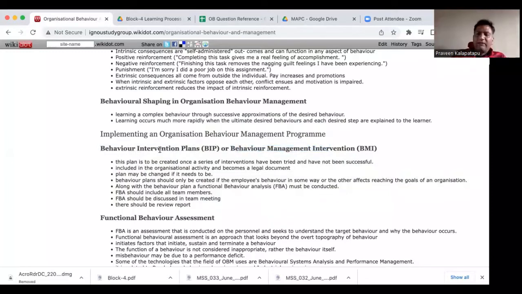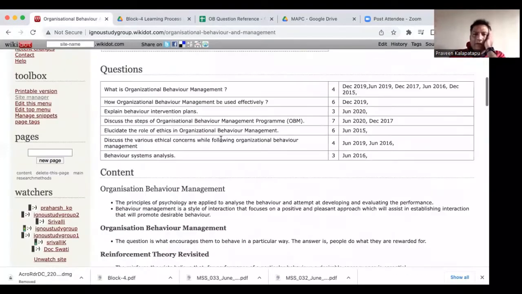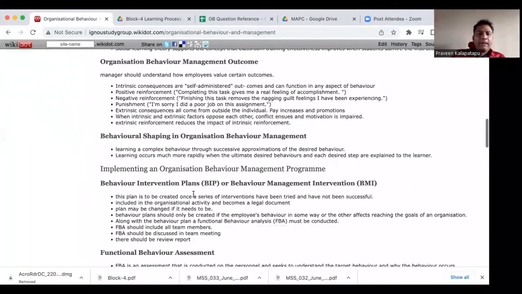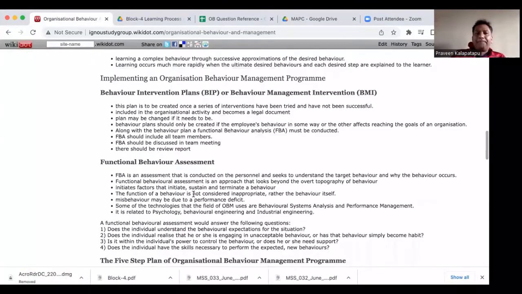Intervention is the word that we already learned in OD, I think Block-4, where it is like actionizing whatever you would want to do. So this is one of the questions which was asked: explain behavior intervention plans, June 2020. So what is this plan?